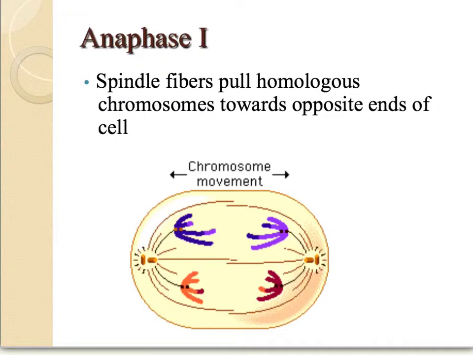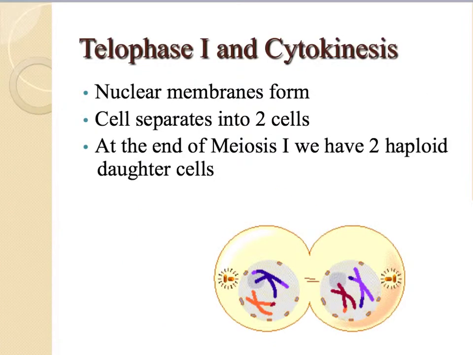Anaphase I of meiosis, just like anaphase I of mitosis almost, except we're talking about homologous chromosomes instead of sister chromatids. So you see here our homologous chromosomes are being pulled apart. Telophase I and cytokinesis, we have our nuclear membranes reforming. Our cell is beginning to split. If you're talking about an animal cell, here we have the cleavage furrow. And we have two haploid daughter cells. So just two cells so far.